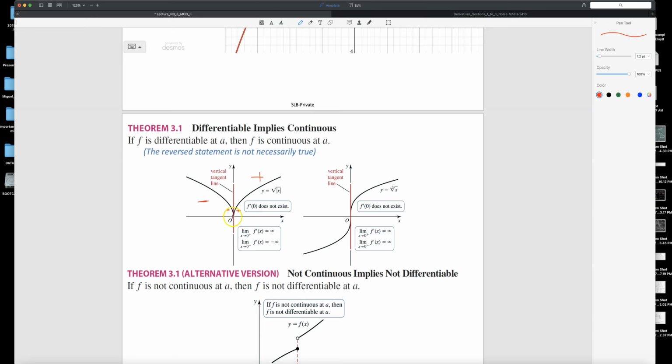So the derivative doesn't exist, because you can see here that the tangent at this point of the function is a vertical line. And what is the slope of a vertical line? That slope is undefined because it's infinite. So, whenever you have a very sharp point in the function, or a discontinuity, then the derivative is not going to exist. That's what I told you.